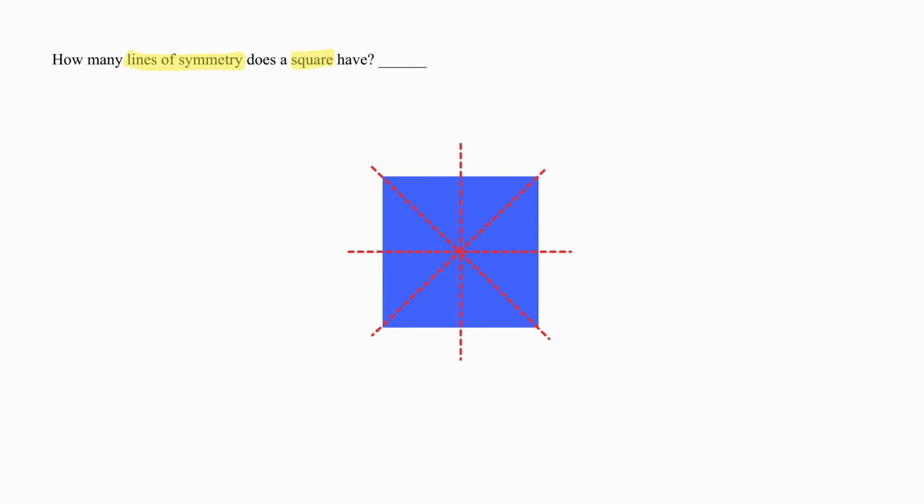So, we end up with a vertical, horizontal, and 2 diagonal lines. Remember, this only works for a square because all sides are equal.